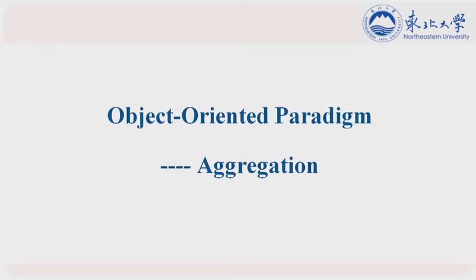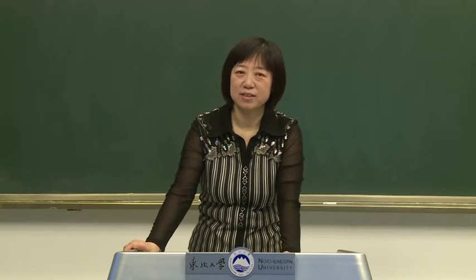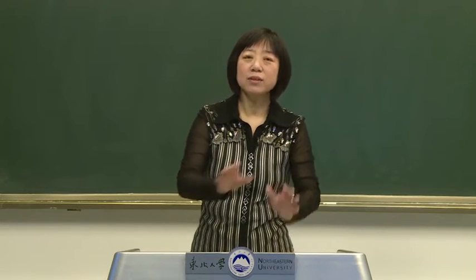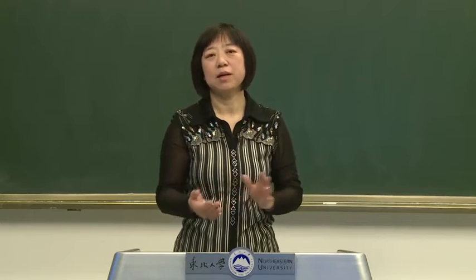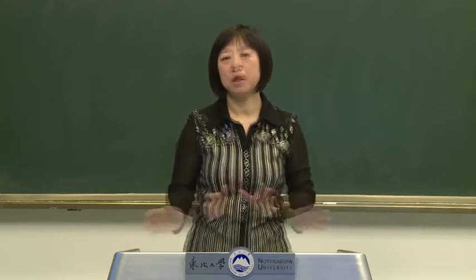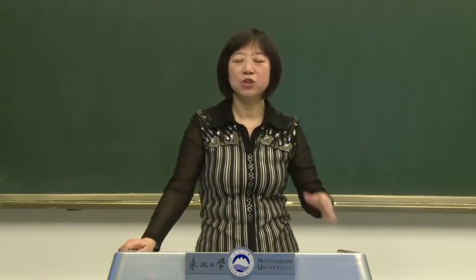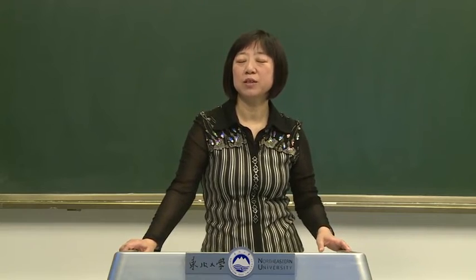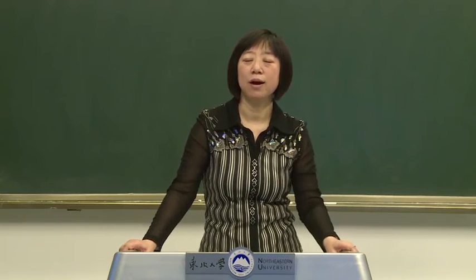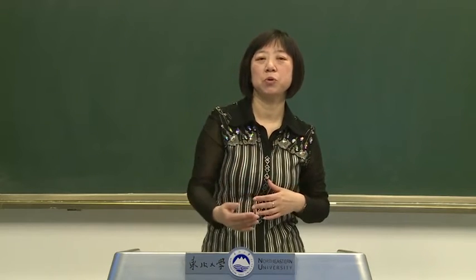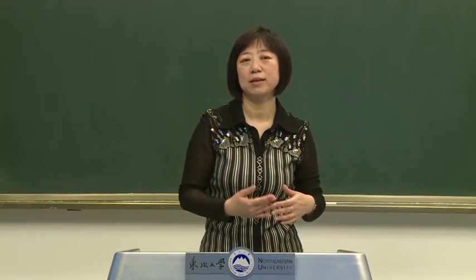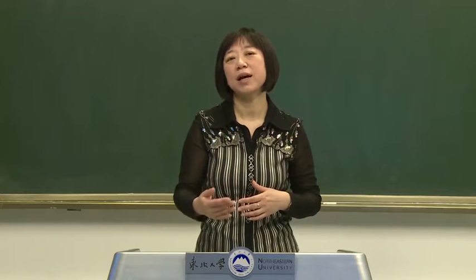So this time, we are going to learn object-oriented paradigm, aggregation. Well, in the previous lecture, we have learned inheritance. We understand that sometimes within a software system, classes may have some relationships among each other. And surely inheritance is one of the important relationships that can exist between classes. So that the inheritance is a relationship between subclasses and superclasses. Or we can say that between base class and the derived class.